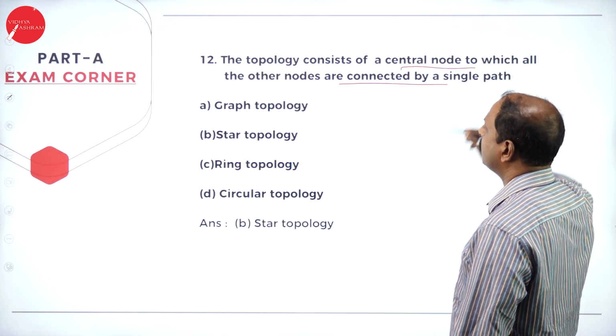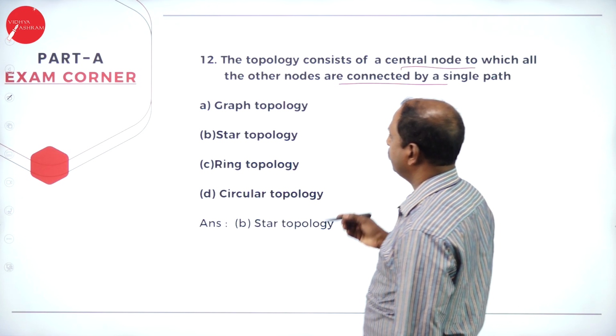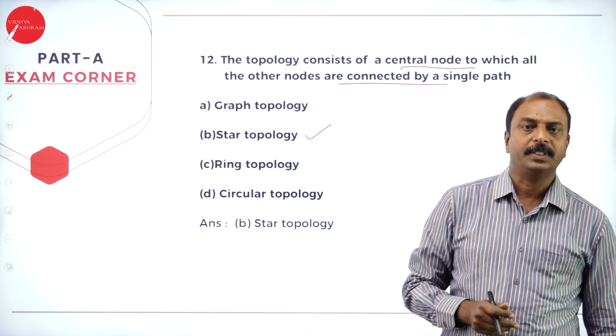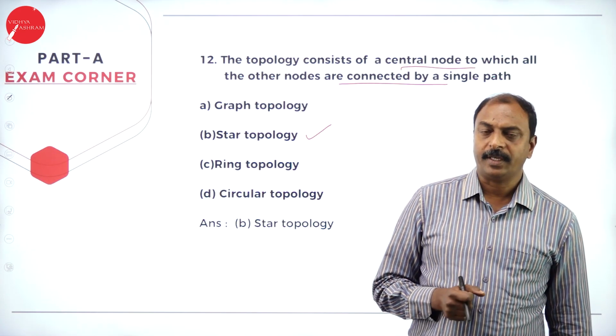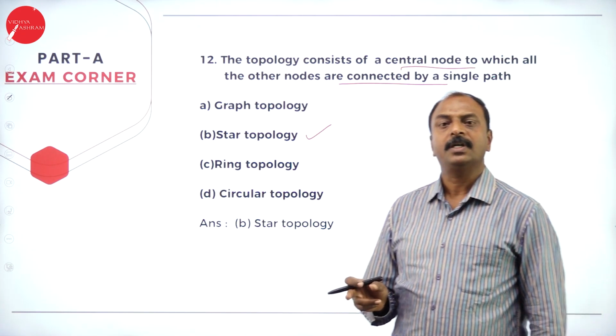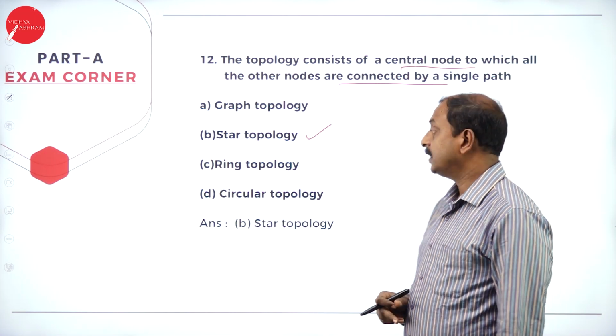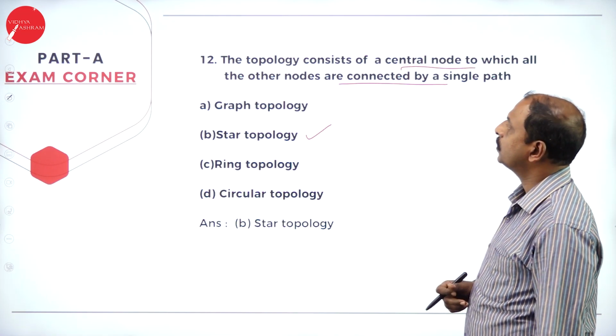Next one is: the topology consists of a central node to which all the other nodes are connected in a single path, that is nothing but your star topology. You know what is star topology? That is a topology where all the other computers are connected to a central device called hub, and that is the definition of star topology.